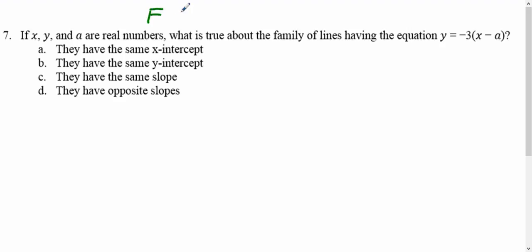This question is also from Framework 2. So looking at all lines that would have this type of equation, negative 3x minus a, you could distribute that to make it negative 3x plus 3a. That portion of the line, that's the slope. And that's the only thing that doesn't change, because a can change. A could be any number we want. You could plug in 1, 2, 3, even negatives. So the slope does not change here. They all have the same slope.